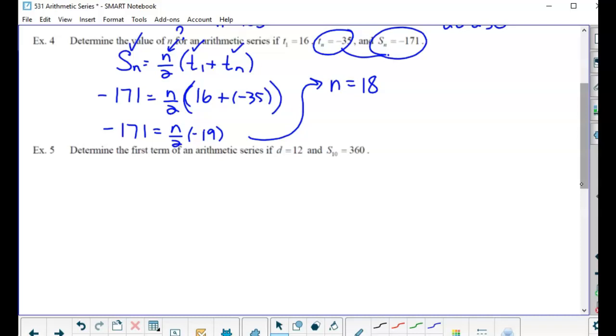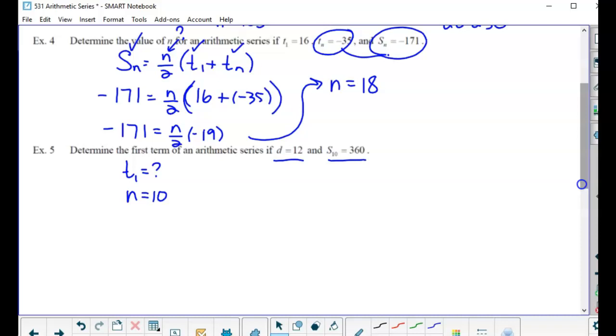Next one, determine the first term. So we're looking for T1. Arithmetic series, we're given D and S10. So n equals 10, and we're given these values as well. Okay, and we're looking for the first term.